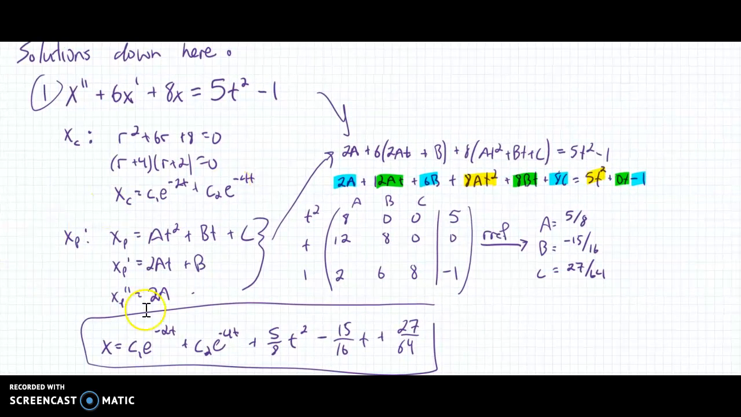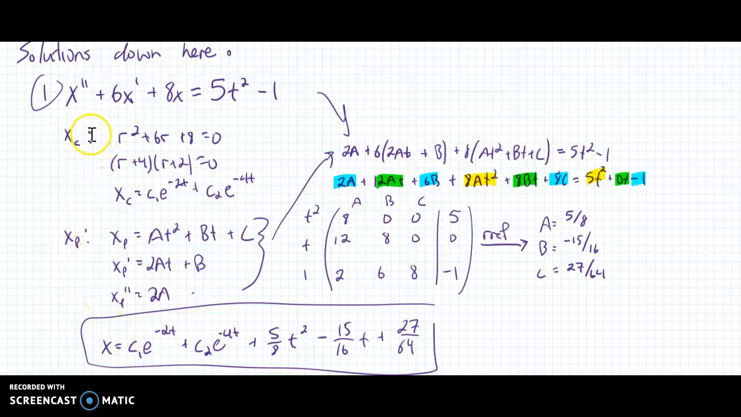Okay, so this is the general solution to this thing. x equals c1 e to the negative 2t plus c2 e to the negative 4t plus 5/8 t squared minus 5/16 t plus 27 over 64. These two exponential terms could be switched and your answer would still be correct. So let's talk about how we do this.